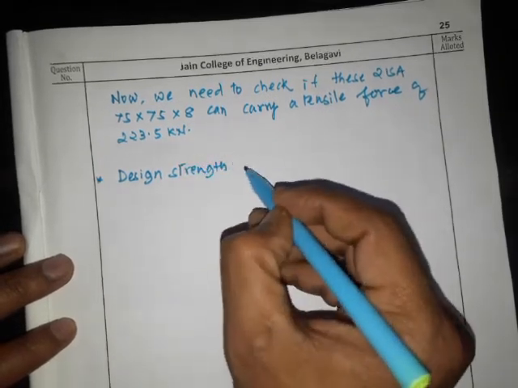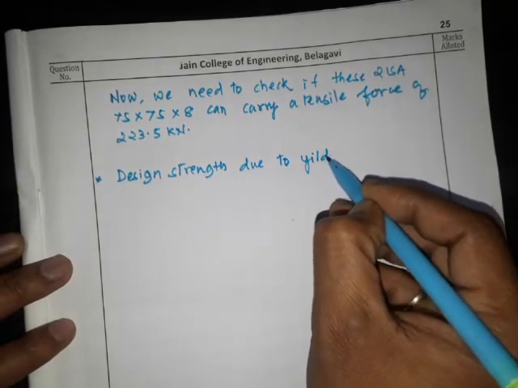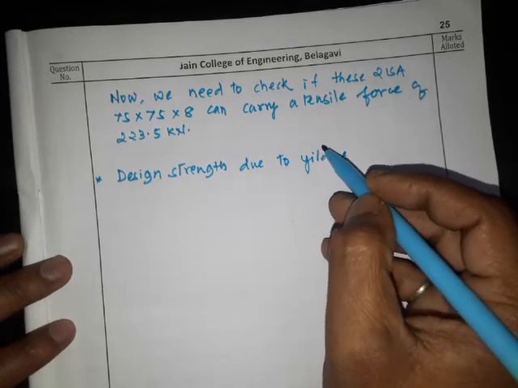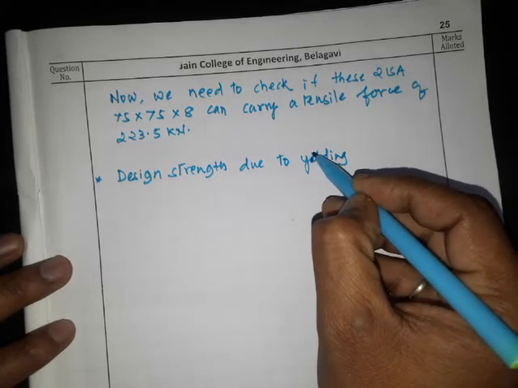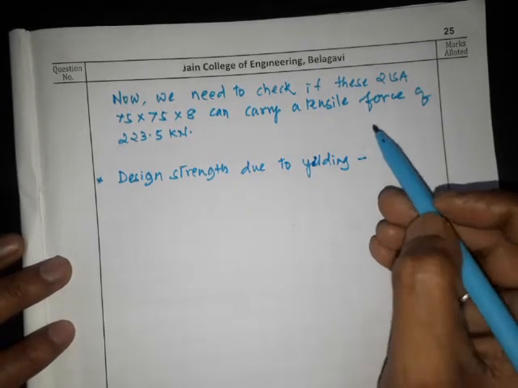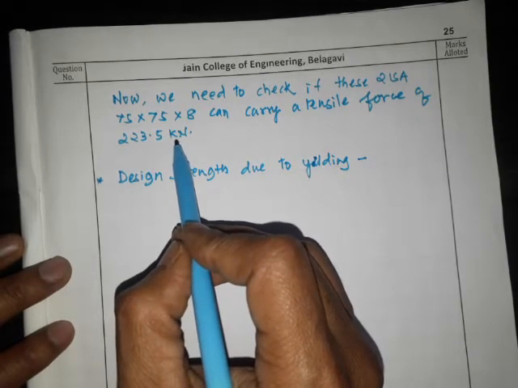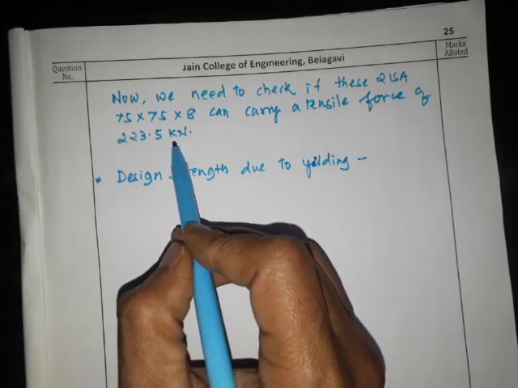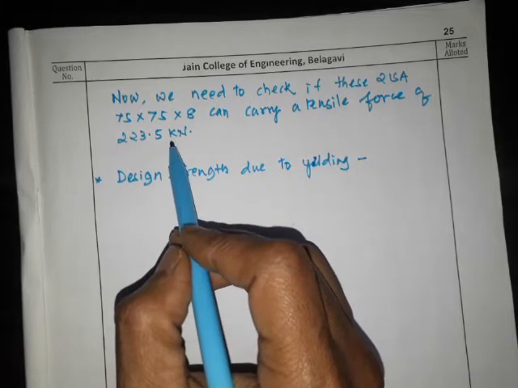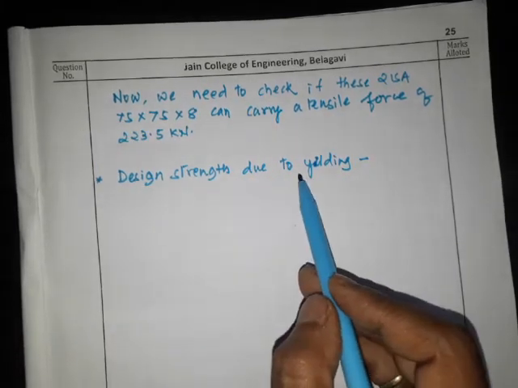Design strength due to yielding. Yielding means when the member is subjected to a force of 223.5 kilonewton, it will start yielding. So before yielding or before failure, how much strength it can take or how much force it can carry, that we have to find out. That's what is called design strength due to yielding.